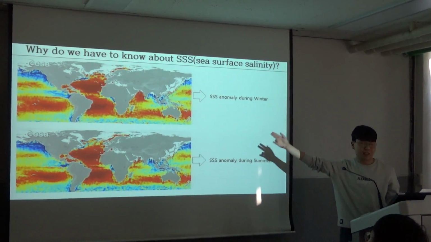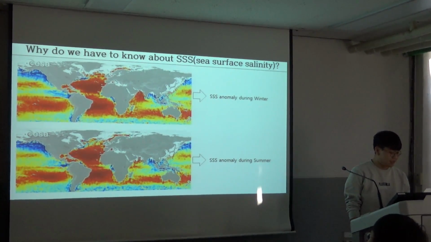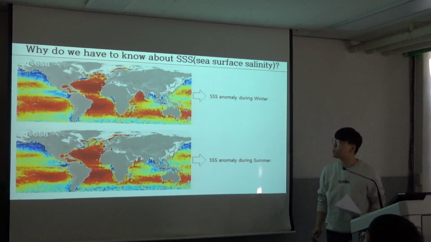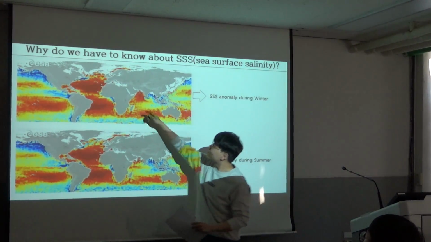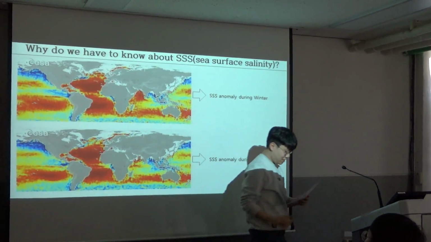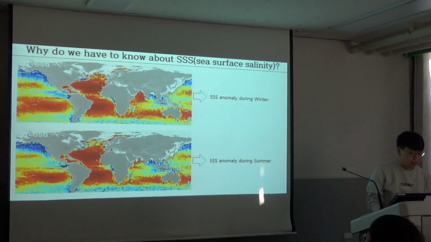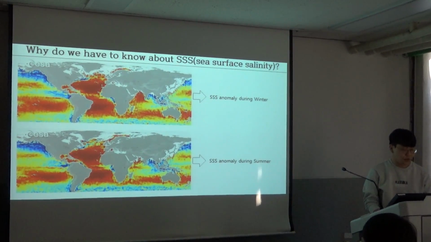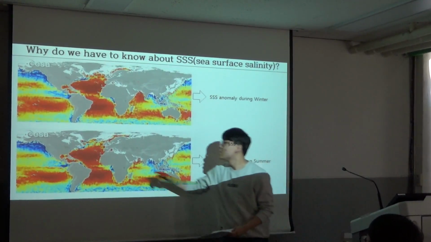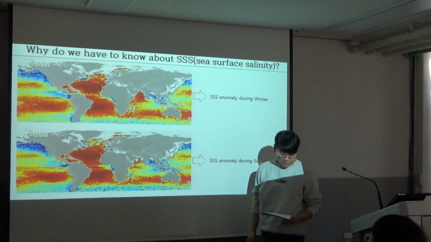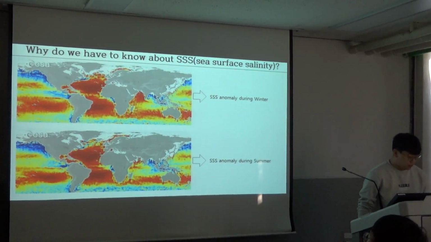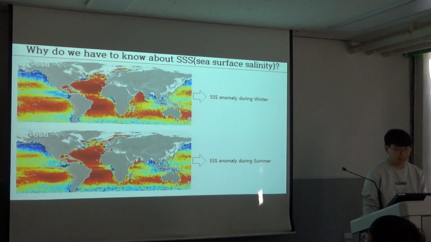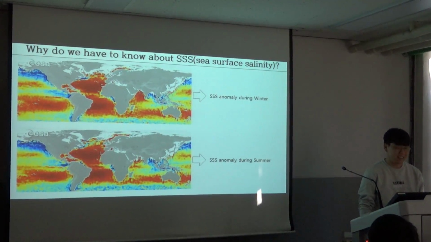The pictures look a bit similar, but what is important is near Europe. During winter, we don't see any blue in here, near Europe. But during summer, we can easily see some blue or sky blue areas around Europe. So it definitely tells us that sea ice melting during summer has a strong relationship with oceanic salinity.